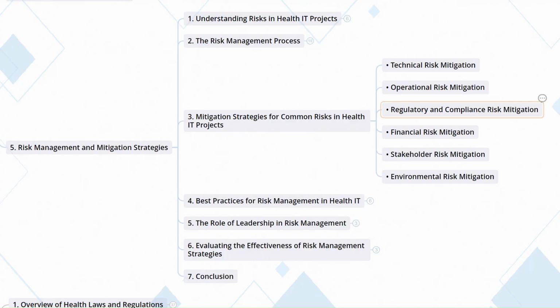Next, regulatory and compliance risk mitigation. This includes staying updated on changing regulations and involving compliance experts in project planning. Conducting regular audits to ensure ongoing compliance throughout the project. Next, financial risk mitigation. This includes developing a detailed budget that includes contingencies for unexpected costs and regularly reviewing expenses and aligning financial practices with project goals.